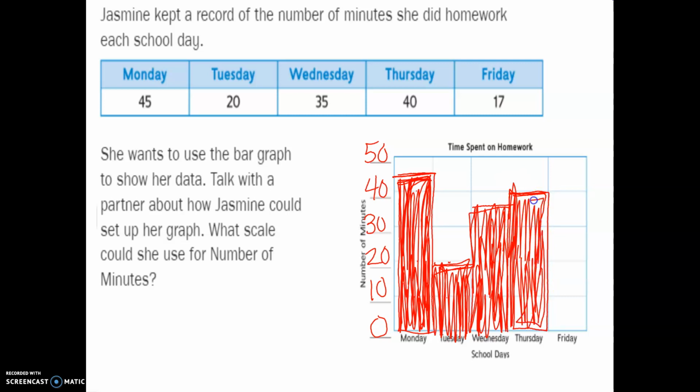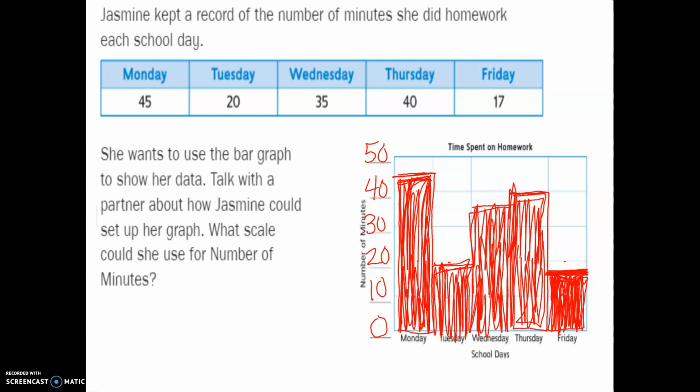Friday, she read 17 minutes. Well, here's 10, and there's 20. But I know that 15 would be the halfway mark, but that's not 15, that's 17. So I would just go up a little bit more than half. Okay, so go up a little bit more than half, about there, and then shade it in. Okay, so this is telling me that she read more than 10. She read more than 15 because it's a little bit more than 15.